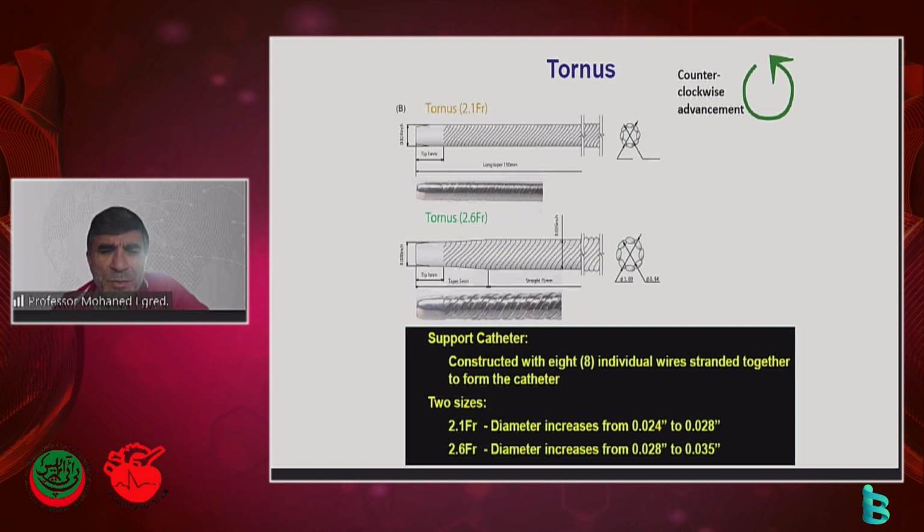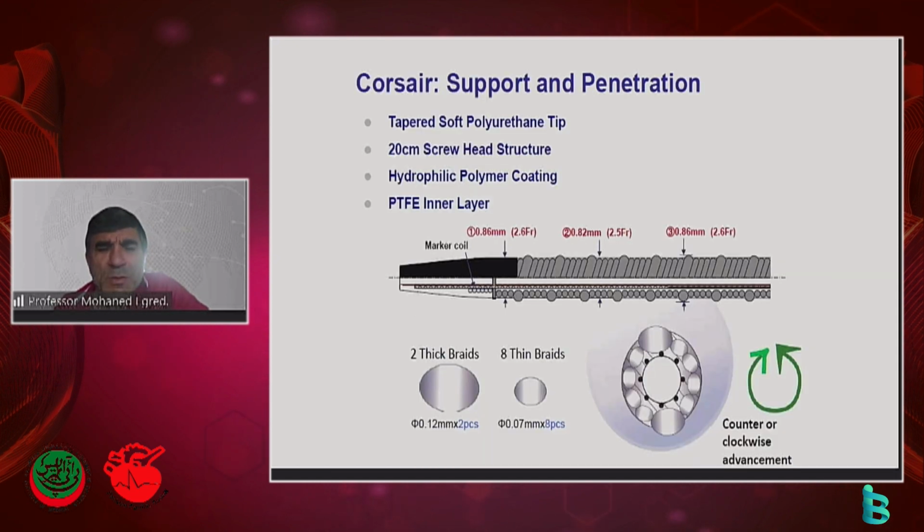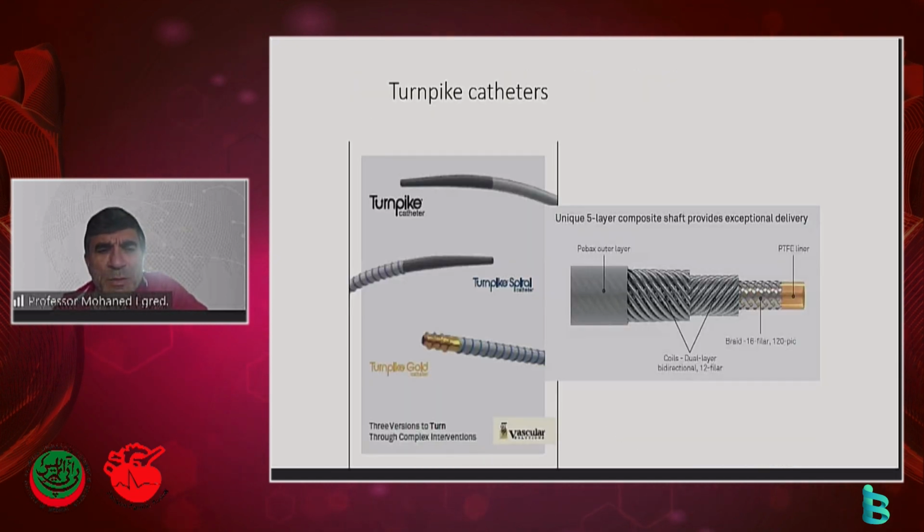These are the microcatheters. The Turnus is not being used very often. It used to be 2.1, 2.6. And of course, we have the microcatheter. The Tornus Gold is quite good, we call it the poor man's rotablation, although it's not cheap, to be honest. It's really expensive.